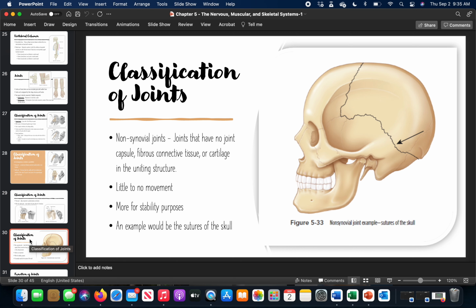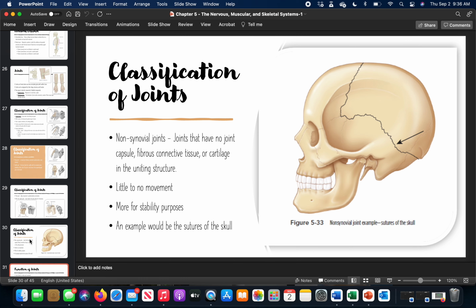Also going through, we have non-synovial joints. Although they do have connection pieces like the sutures of your skull, they lack movement. They have little to no movement. They're more for stability. Now, if you think about it though, those sutures in your skull, although they are pretty fixed, can allow for some expansion. Although it's not really warranted that we want that to happen, it can happen for that purpose.